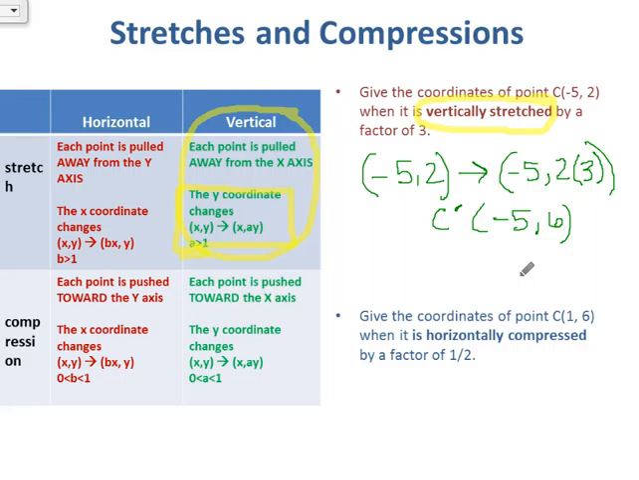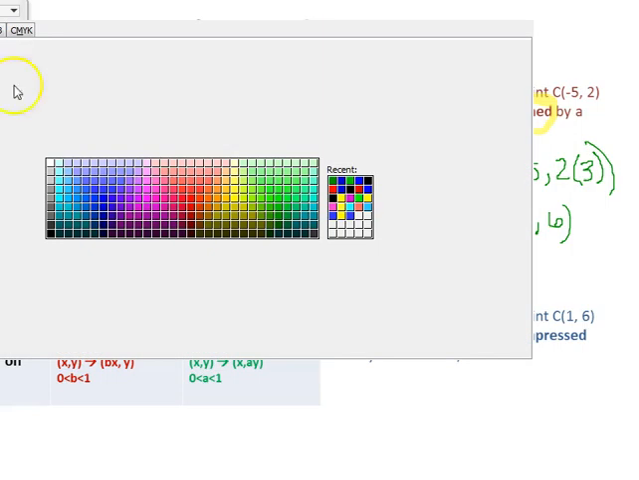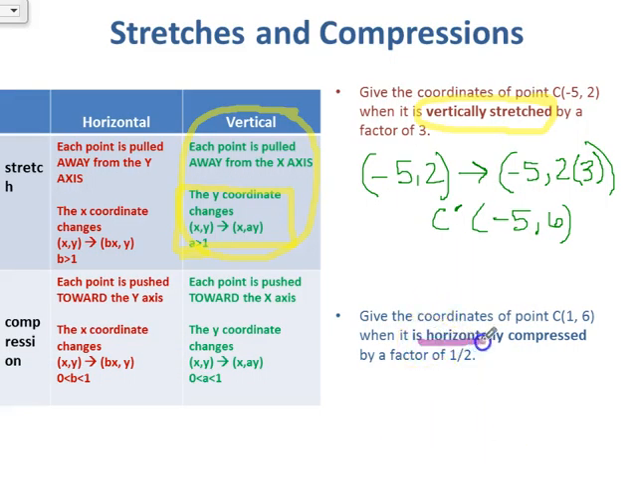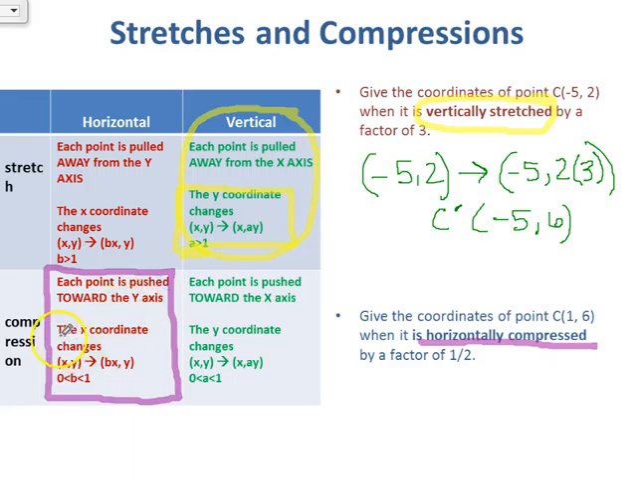So number 2, the question says, give the coordinates of point C, which has coordinates 1, 6, when it is horizontally compressed by a factor of 1/2. Those are the words that we need to focus on, that it's horizontally compressed. Horizontal compression is this part of the chart. And it tells us that only the x-coordinate changes. So we're going to take the x-coordinate and multiply it by 1/2. The y-coordinate is going to stay the same.